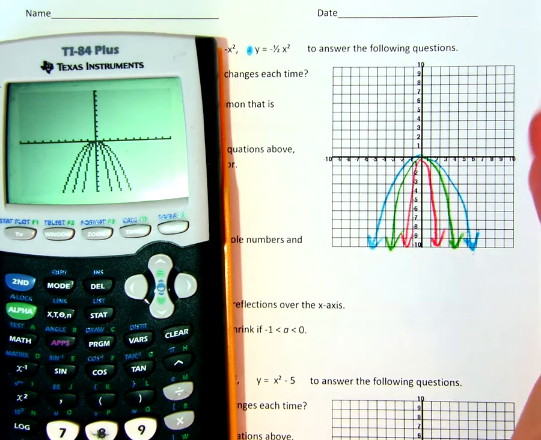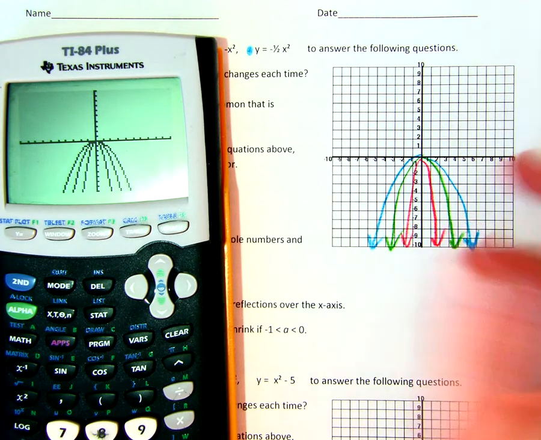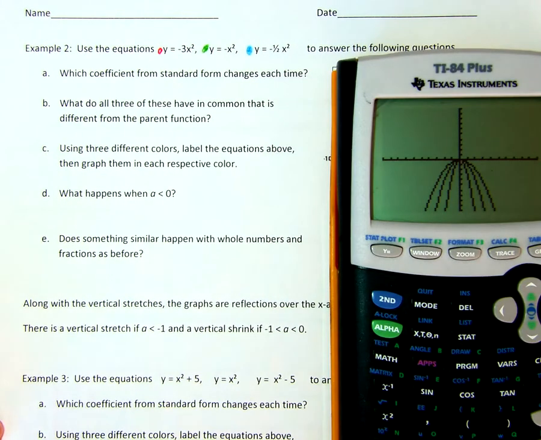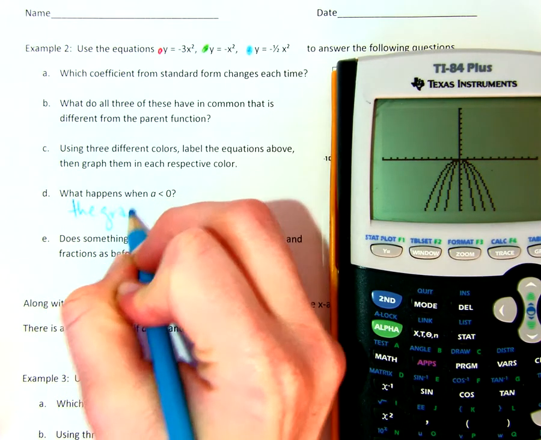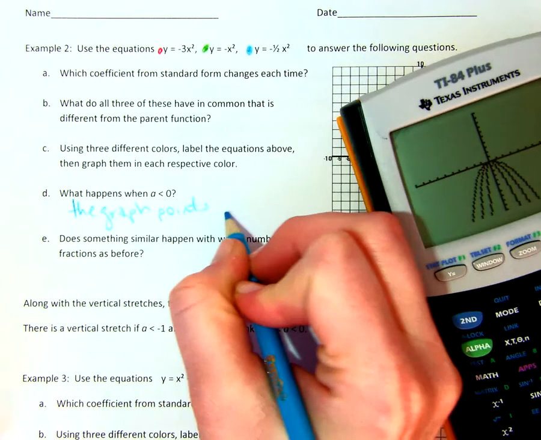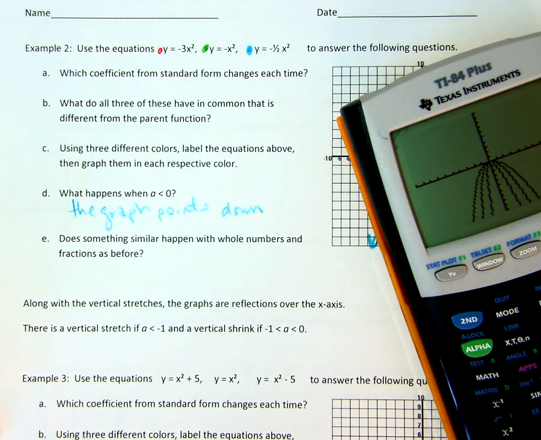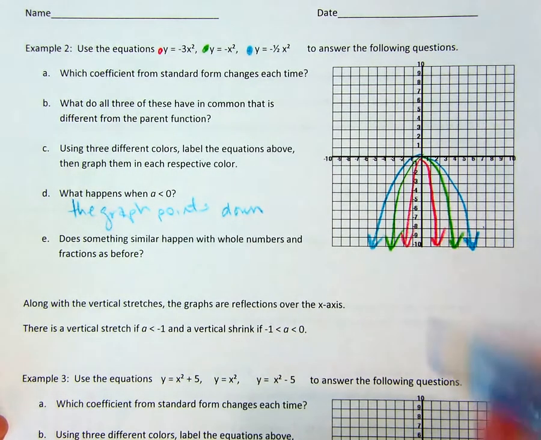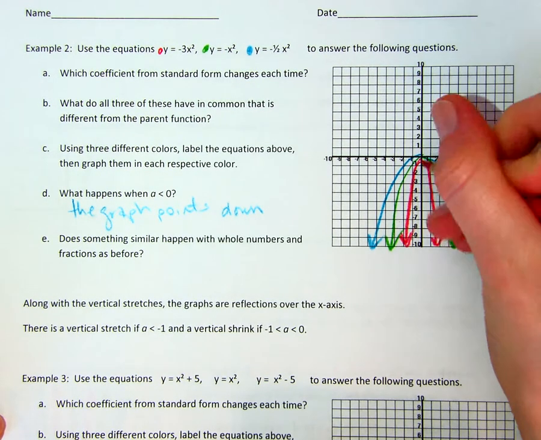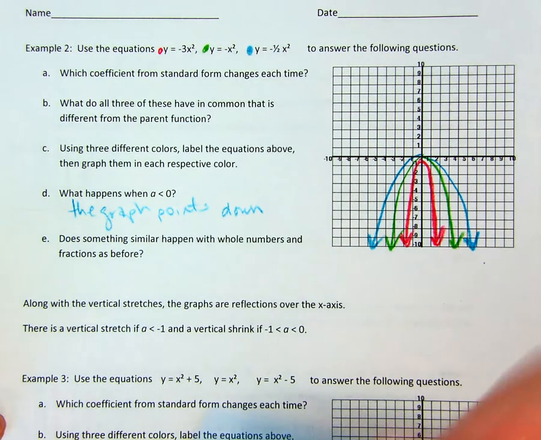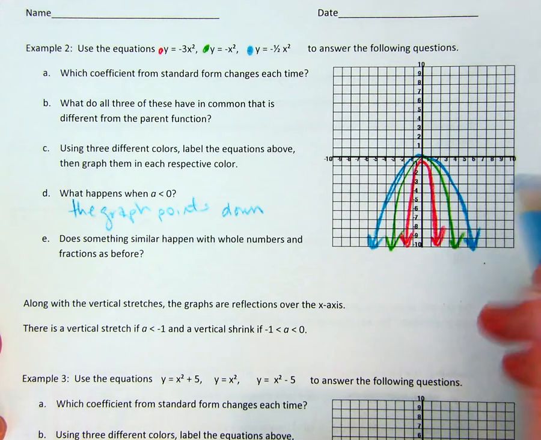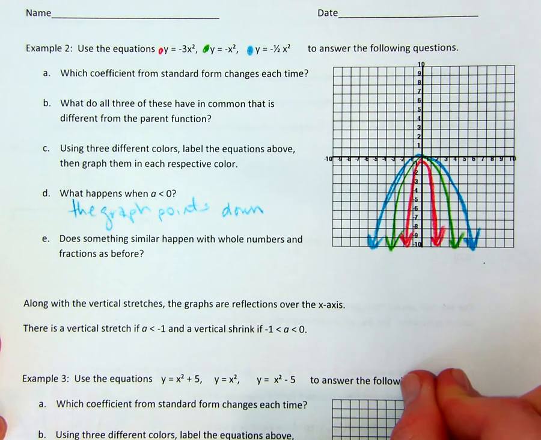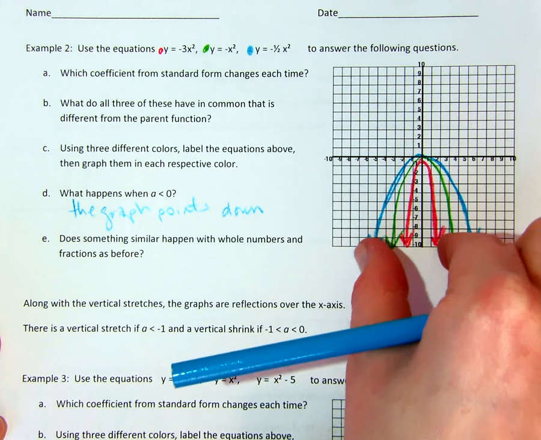All right, so what happened to every single one of these that didn't happen before? As we can all see, they flip. So what happens when a is less than 0? The graph points down. Plain and simple. Now, what about whole numbers and fractions? 3x squared was still the one that looks like it's the skinniest. 1/2 is still the one that looks like it's the widest. So even though they're pointing in a different direction, this one's still getting taller. It's just pointing down. This one is still getting shorter.